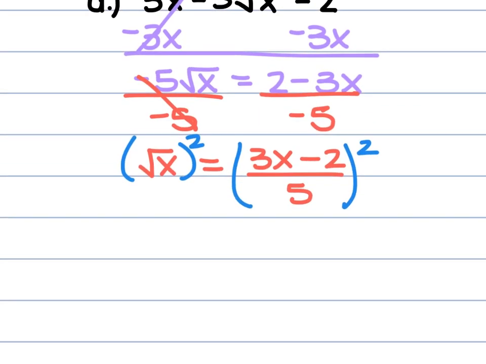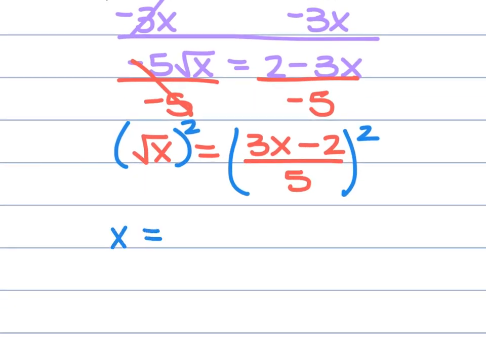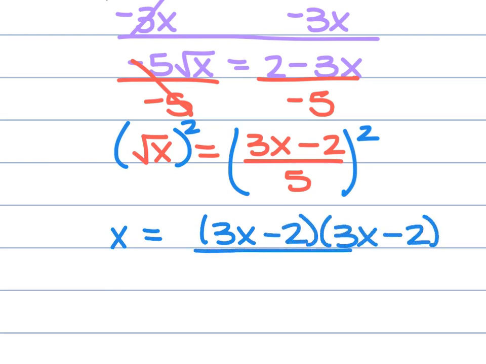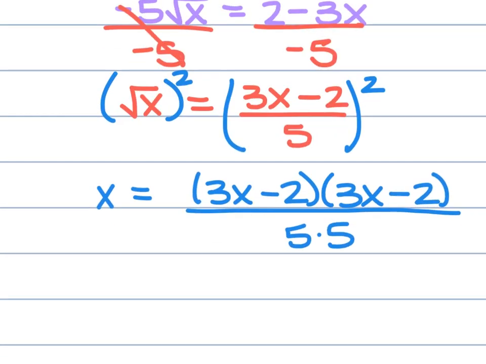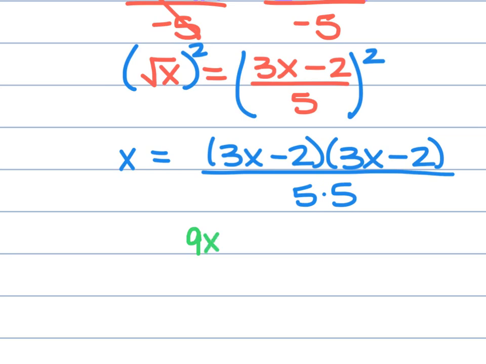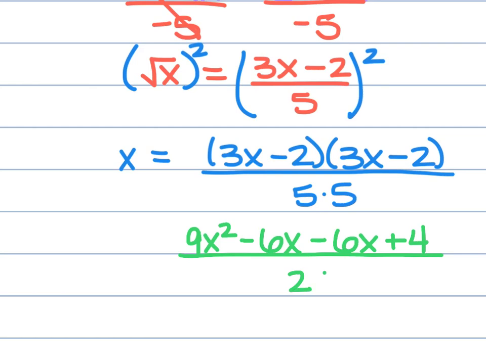When we do this, we are multiplying 3x minus 2 times 3x minus 2, and then the 5 times 5 on the bottom. So the 3x times 3x is 9x squared. 3x times negative 2 is negative 6x. Negative 2 times 3x is negative 6x. Negative 2 times negative 2 is a positive 4. And this is all going to go over 25.